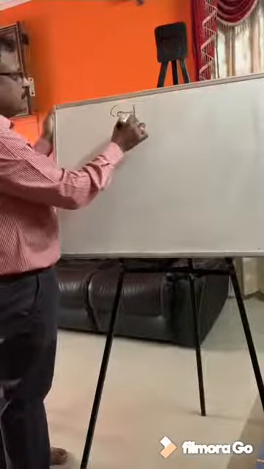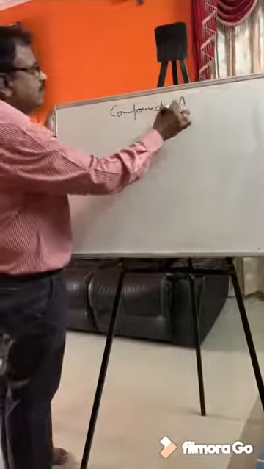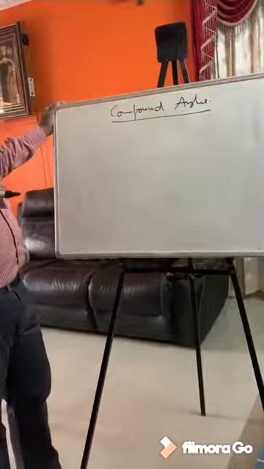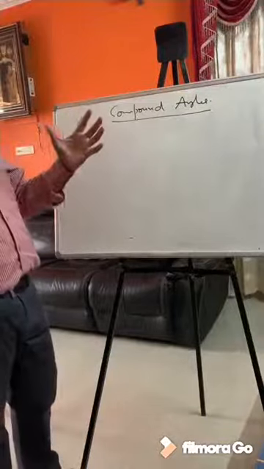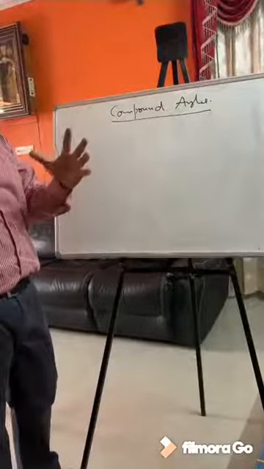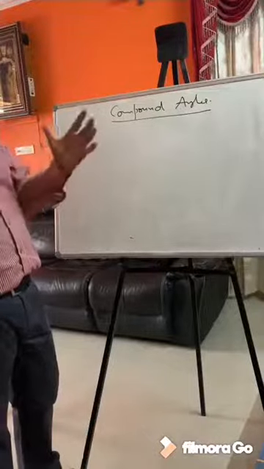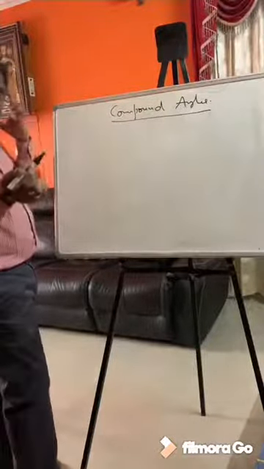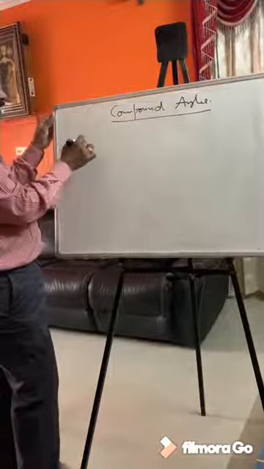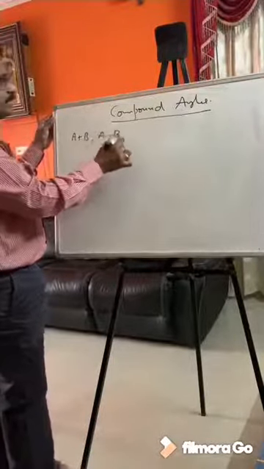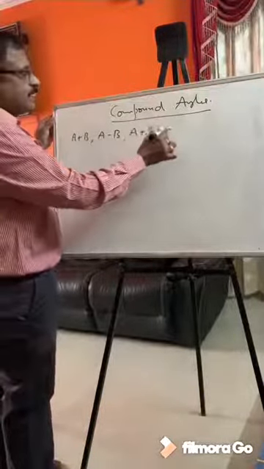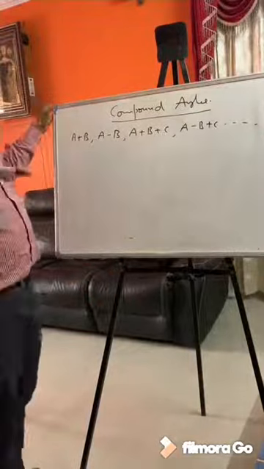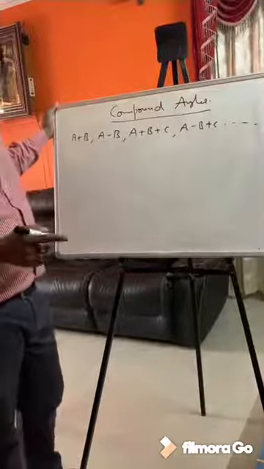Compound angles. The meaning itself: compound means either the sum or difference of two or more angles. For example, A, B are two angles, then A plus B or A minus B, or A plus B plus C or A minus B plus C, and so on. These are all compound angles. Sum or difference of two or more angles are compound angles.